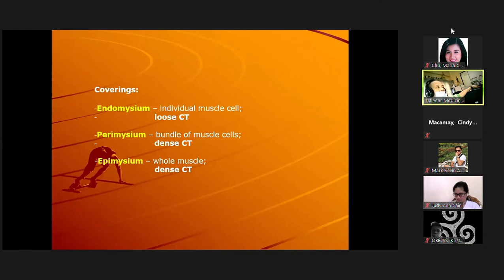Now, coverings of the muscle. The inner is called endomysium. It's very easy because internal, inner, endomysium. So it is the covering for an individual muscle fiber or muscle cell. What is the covering? It is a loose connective tissue. And you know already the meaning of loose connective tissue.